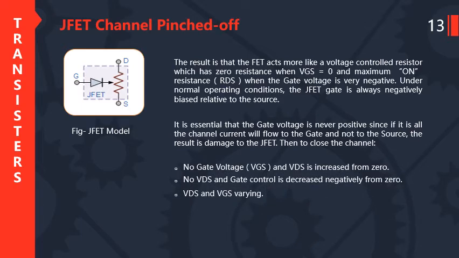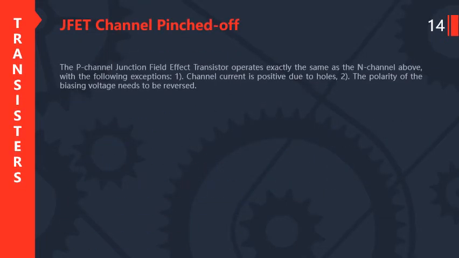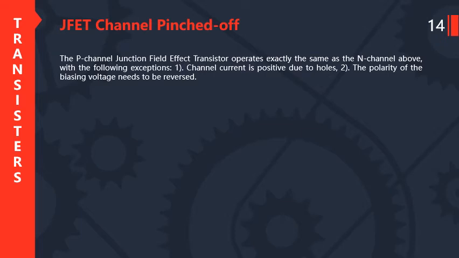Then to close the channel: no gate voltage VGS and VDS is increased from 0. No VDS and gate control is decreased negatively from 0. VDS and VGS varying. The P-channel junction field effect transistor operates exactly the same as the N-channel above, with the following exception. Number 1, the channel current is positive due to holes and the polarity of the biasing voltage needs to be reversed.